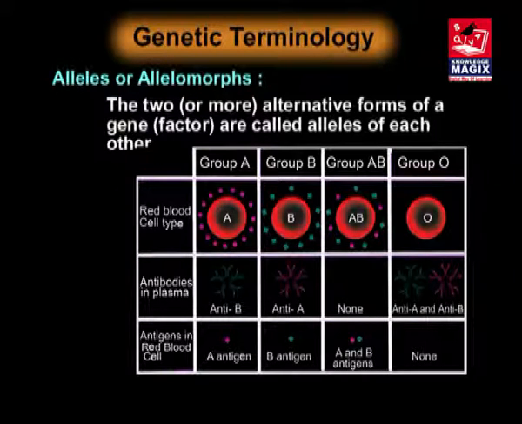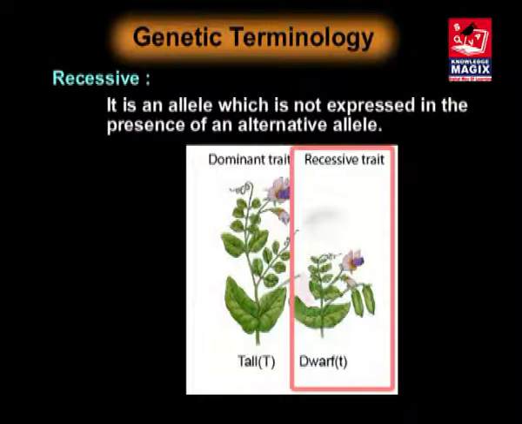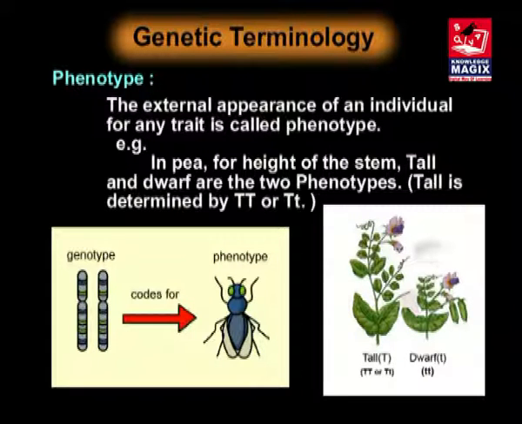Then alleles or allelomorphs: the 2 or more alternative forms of a gene are called alleles of each other. Then dominant: it is an allele that expresses its trait even in the presence of an alternative allele. Then recessive: it is an allele which is not expressed in the presence of an alternative allele. Then phenotype: the external appearance of an individual for any trait. For example, in pea, for height of the stem, tall and dwarf are the 2 phenotypes.